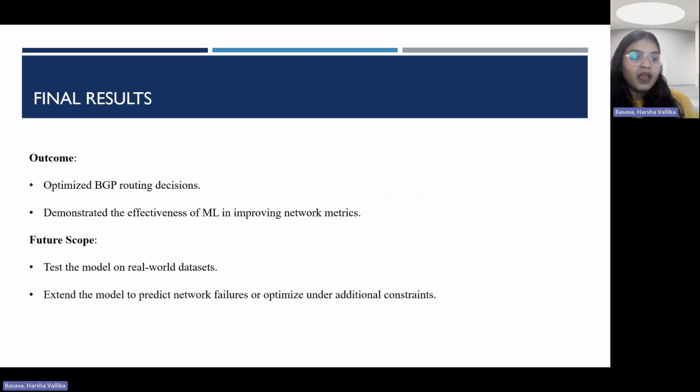That's something. And the future scope of our project would be that we should test it with a real-world data set. The current data set is also something that we have taken from real-time data, but still it has to be trained on a huge amount of data in order to get better and trustable results, I would say. We also have to extend the model to predict network failures or to optimize under additional constraints as well. So our model should be capable of telling the drawbacks as well while telling the optimal path.